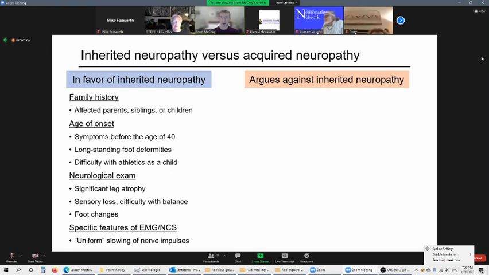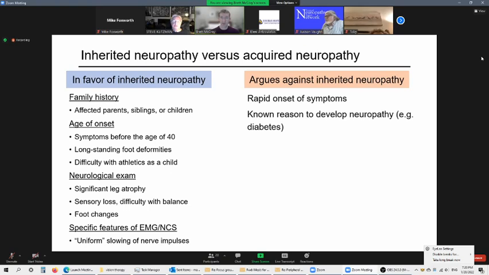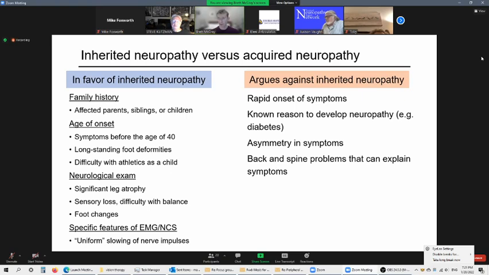So things that can argue against a hereditary neuropathy: if the symptoms are really rapid in onset, if you have a known reason otherwise, like diabetes, if there's a lot of asymmetry. And then it's really important, I think, in neuropathy in general, to look for other things that could cause the symptoms, particularly pinching of nerves in the lower back and the lumbosacral spine.